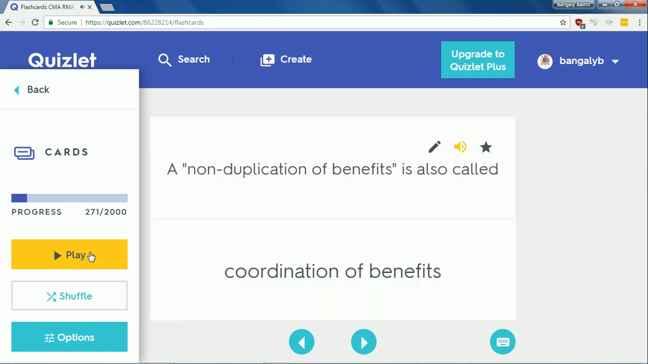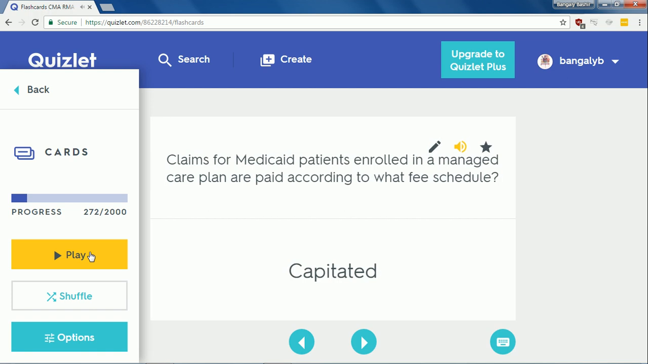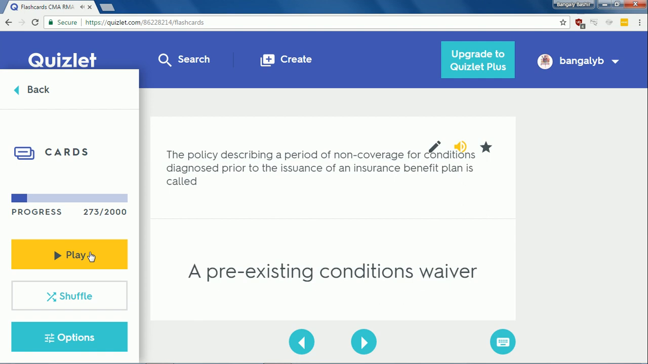A non-duplication of benefits is also called coordination of benefits. Claims for Medicaid patients enrolled in a managed care plan are paid according to what fee schedule? Capitated. The policy describing a period of non-coverage for conditions diagnosed prior to the issuance of an insurance benefit plan is called a pre-existing conditions waiver.